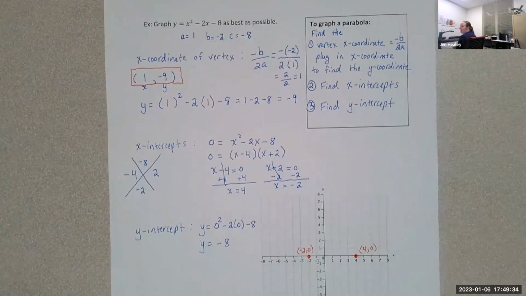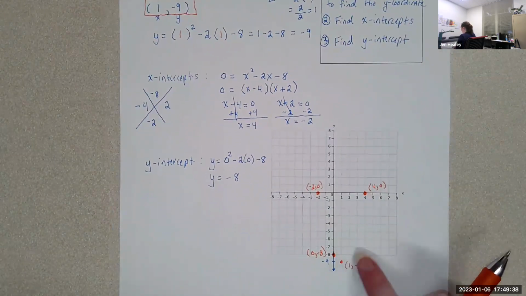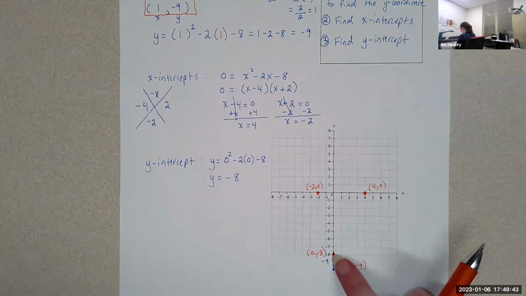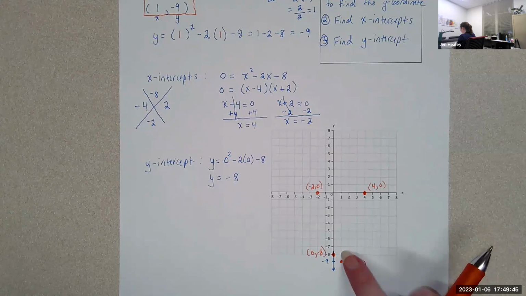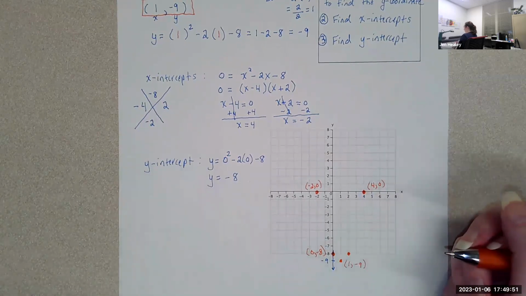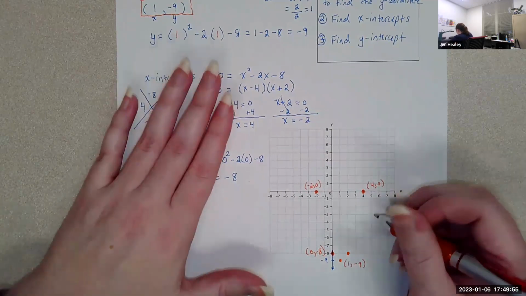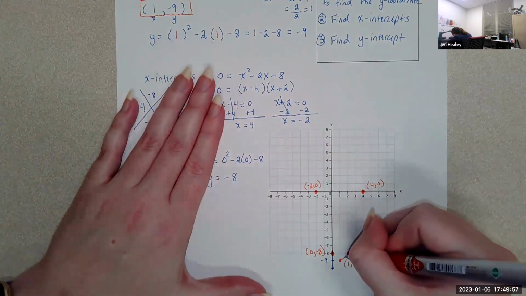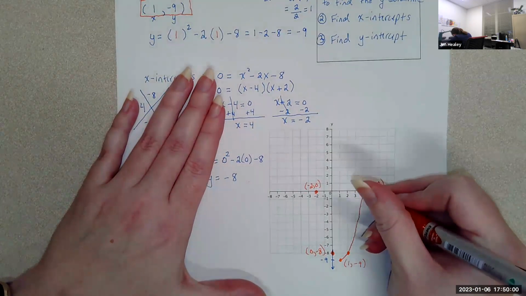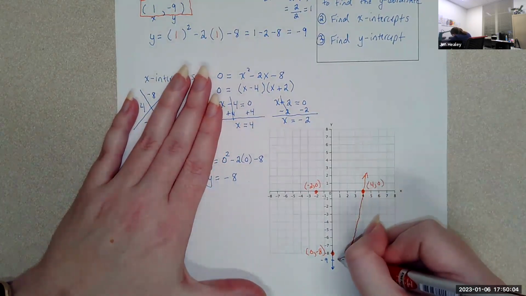So we were saying how we have symmetry around our vertex. Here's our vertex point. If I have a point that is 1 unit to the left of my vertex over here, I also have a point 1 unit to the right of my vertex at exactly the same level because I've got symmetry. And so I can go ahead and connect those points now with our parabola shape.